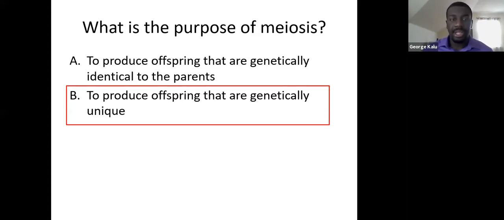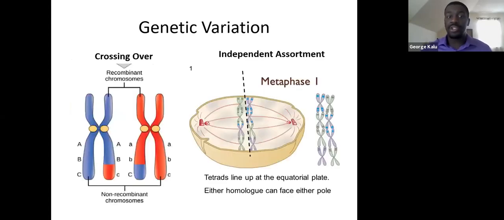Okay. So today what we're going to be taking a look at is how it's possible for siblings to end up looking a little bit different. Last week we looked at how you can end up with genetic variation through crossing over, as well as through independent assortment. And through these different processes, we can end up having all kinds of different types of genetic variation in the sperm cells and the egg cells that we end up producing.